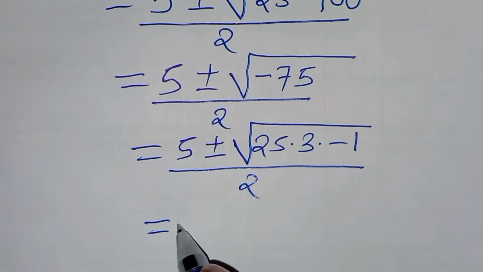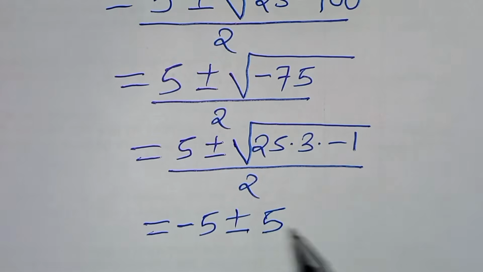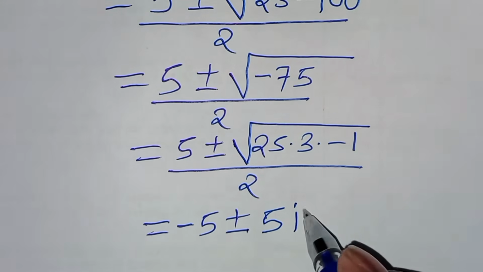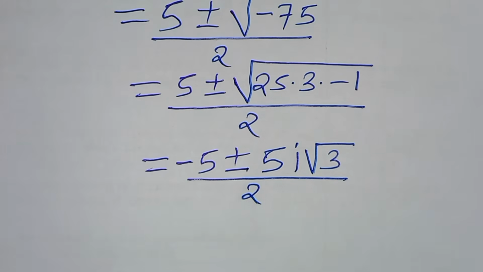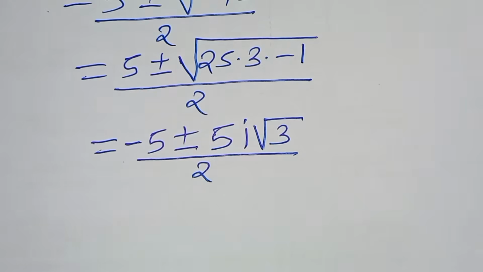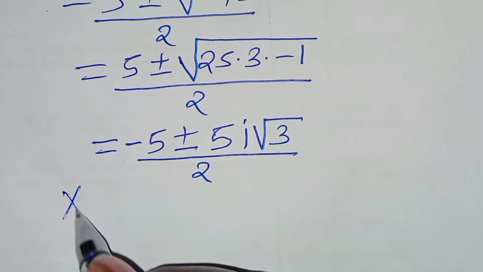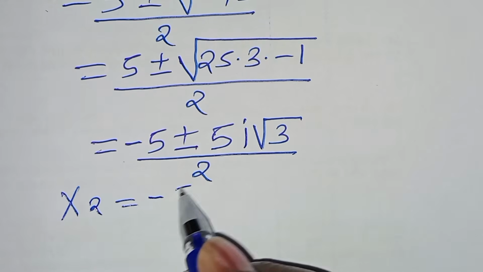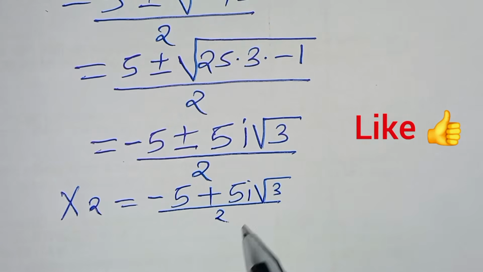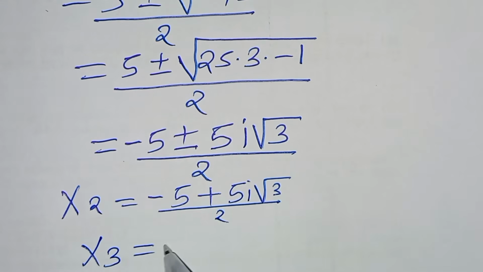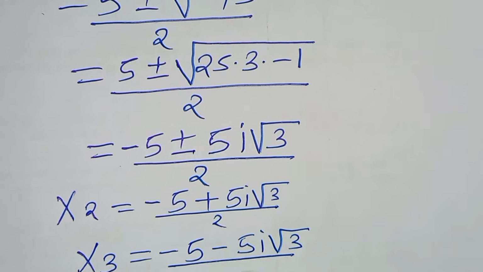So in this case, we have 5 plus or minus the square root of 25, which is 5, the square root of minus 1, which is i, then square root of 3, all divided by 2. So we have 5 plus or minus 5i square root of 3 over 2. This implies that x2 is equal to 5 plus 5i square root of 3 divided by 2, and x3 is equal to 5 subtract 5i square root of 3 divided by 2.